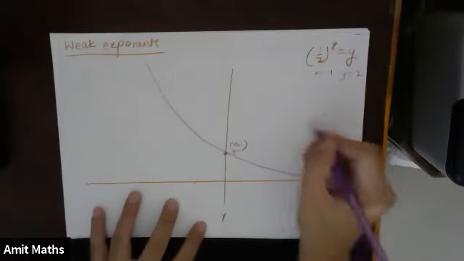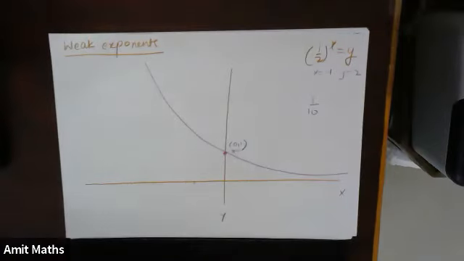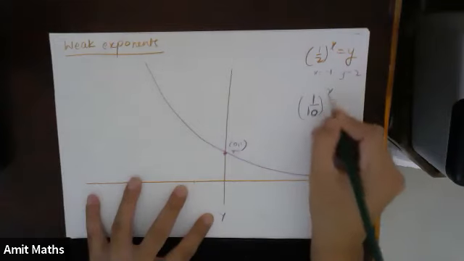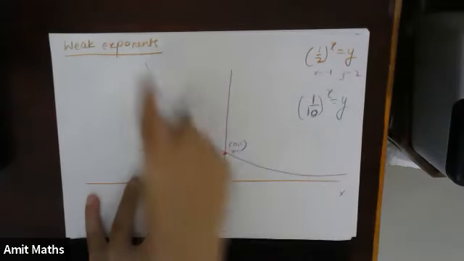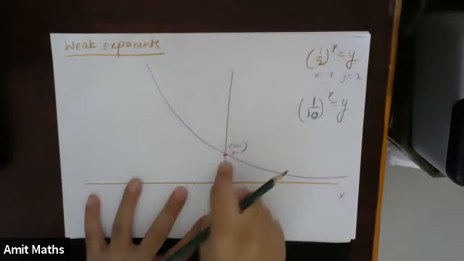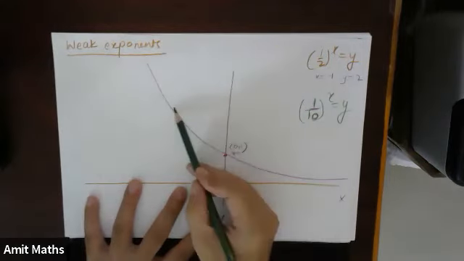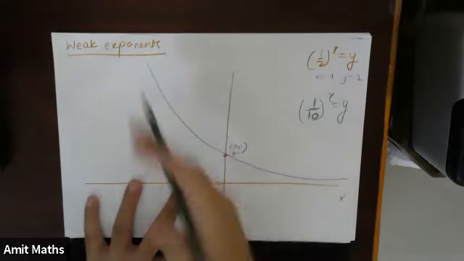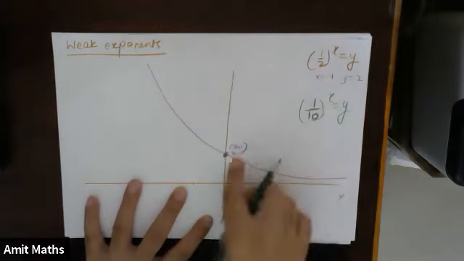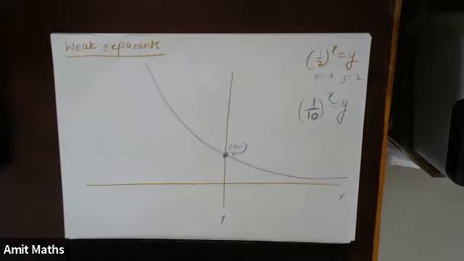In the same plot, I'll try to draw the graph of 1/10 to the power x is equal to y. I want you all to draw this graph first, and then on the same graph, plot 1/10 to the power x. Let's see where this graph lies. This point will be the same because for x is 0, this will be 1. Just check by yourself where this graph lies.